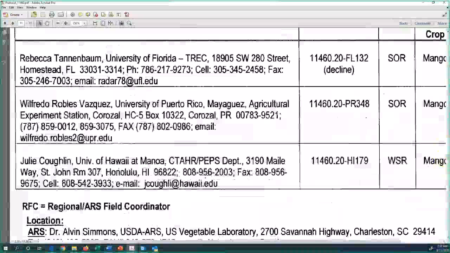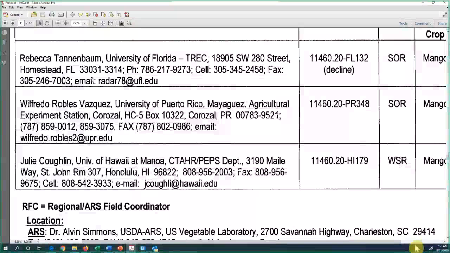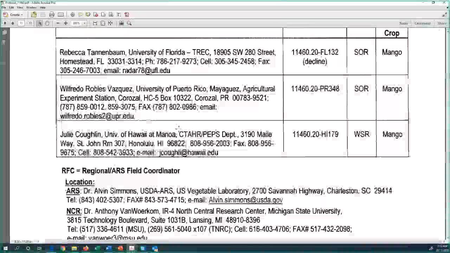Right now on the screen you should be able to see, let me just make it a little bit smaller, everything. You will see there are 3 trials there. One trial is in Florida. One trial is in, this PR stands for Puerto Rico. And one trial is in Hawaii. Those 3 trials will have their samples shipped to the lab.